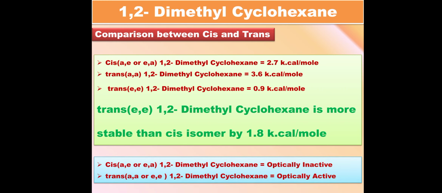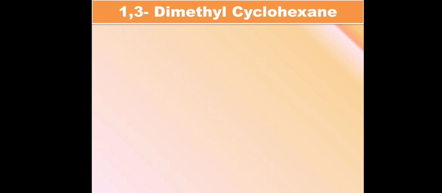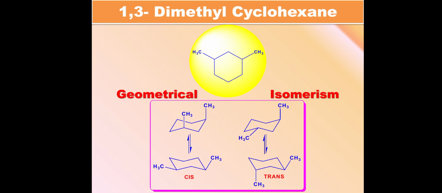As far as optical activity is concerned, cis axial equatorial or equatorial axial 1,2 dimethyl cyclohexane is optically inactive, and trans axial or equatorial 1,2 dimethyl cyclohexane is optically active. Now we are going to look at 1,3-dimethyl cyclohexane. Here the methyl groups are placed at carbon number 1 and carbon number 3 positions with respect to each other. Like 1,2-dimethyl cyclohexane, this 1,3-dimethyl cyclohexane also has geometrical isomers, cis and trans.